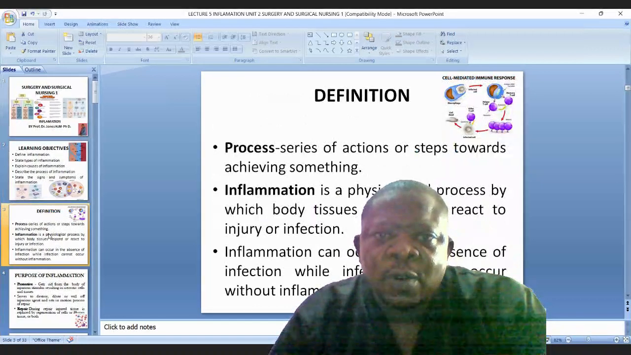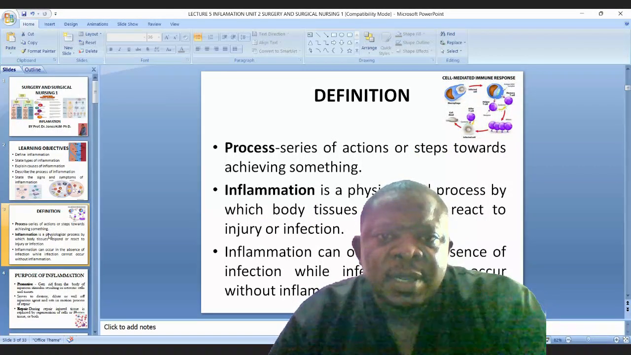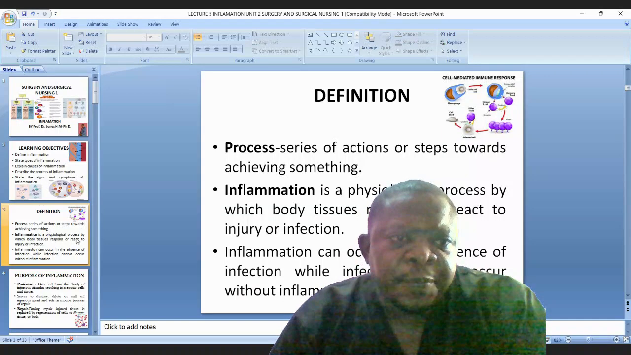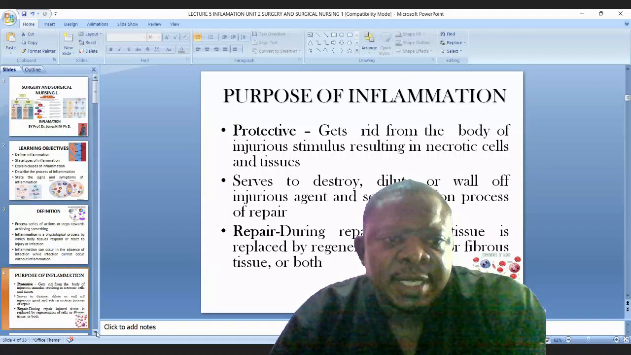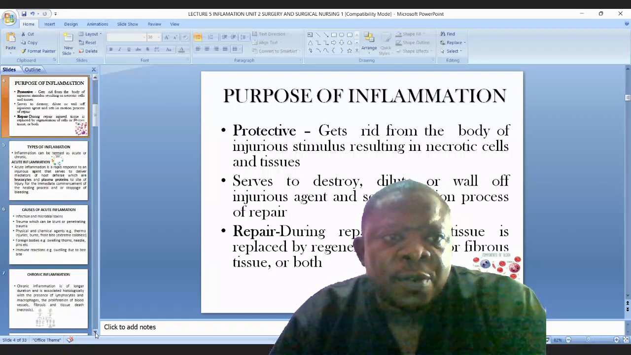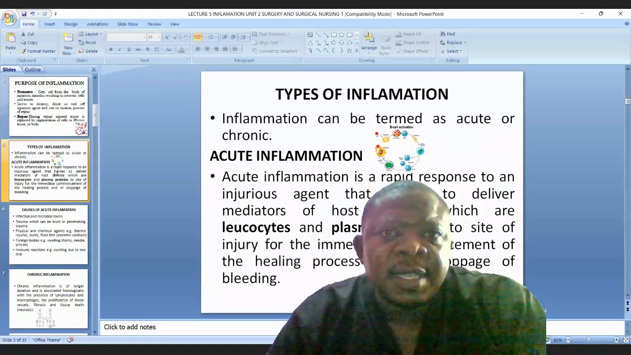So we looked at signs and symptoms. We categorized them as local signs and symptoms and also general signs and symptoms. Then, for the cardinal signs and symptoms of inflammation, we use the mnemonic PHRED. Okay, that is pain, heat, redness, edema, and loss of function. So these are the terminologies that we use.